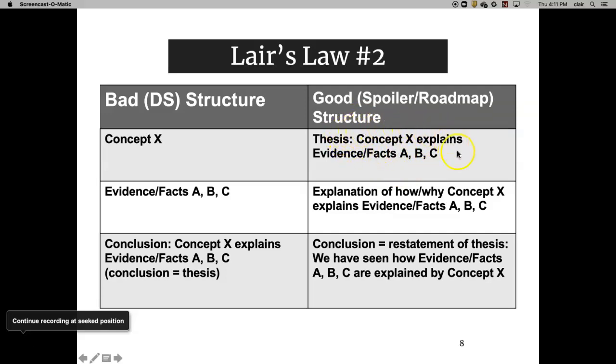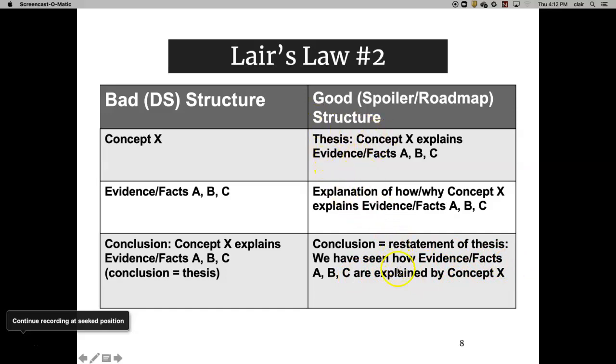So the author here says what the paper is about, provides the roadmap. Then in the middle part, the author walks the reader through showing how and why concept X explains evidence and facts A, B, and C. So you actually go on your journey, if we're using the map metaphor. And then you get to the end, and here you're just going to restate your thesis. And you can say something like, we have seen how evidence and facts A, B, and C are explained by concept X.